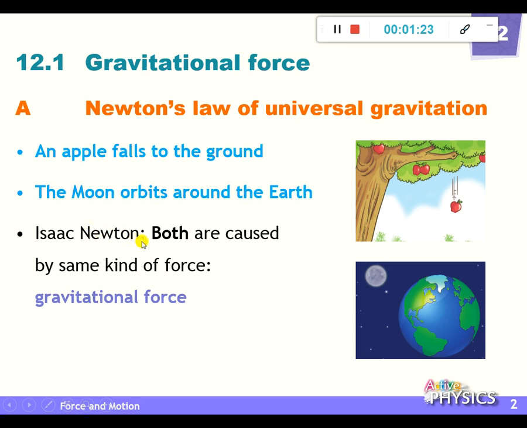Isaac Newton found that both are caused by the same kind of force, gravitational force. Remember it. Other than this force, we also have other forces, which we may learn later. For example, electric force, 電力, magnetic force, 磁力, like that.